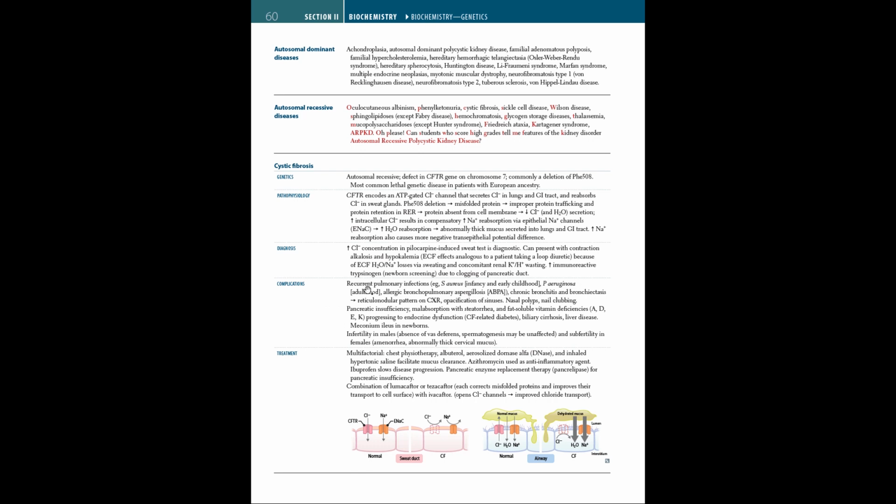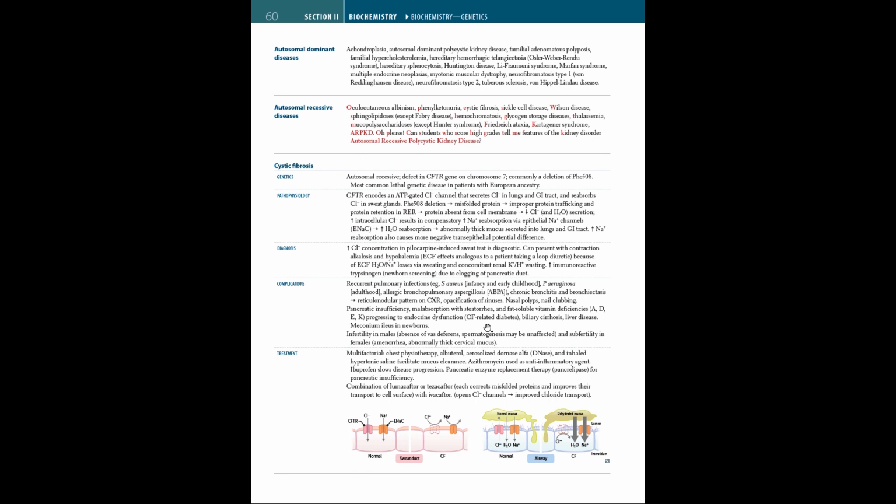aureus in infancy and early childhood, P. aeruginosa in adulthood, allergic bronchopulmonary aspergillosis, chronic bronchitis, bronchiectasis, which leads to a reticular nodular pattern on chest x-ray, opacification of sinuses, nasal polyps, nail clubbing, pancreatic insufficiency, malabsorption with steatorrhea, and fat-soluble vitamin deficiencies: A, D, E, K. This leads to progressing endocrine dysfunction, biliary cirrhosis, liver disease, and meconium ileus in newborns.